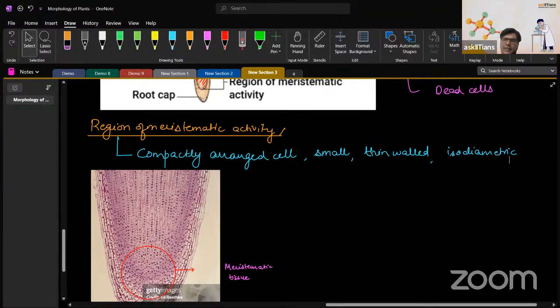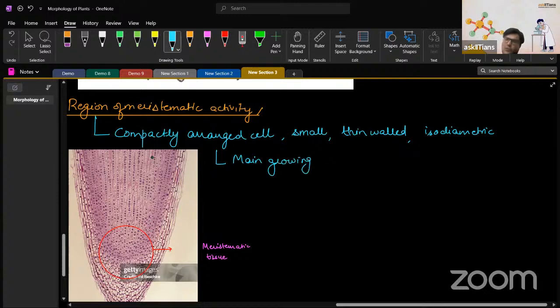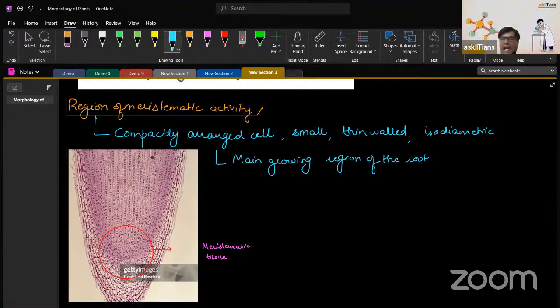Basically, the meristematic region is where the growth of the root is going to take place, right? So let's write main growing region of the root. Because these cells are in an active state of division, they have the ability to divide again and again. So that's why this is the part that's going to grow the cell.